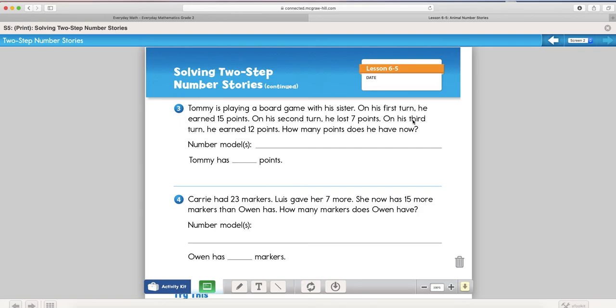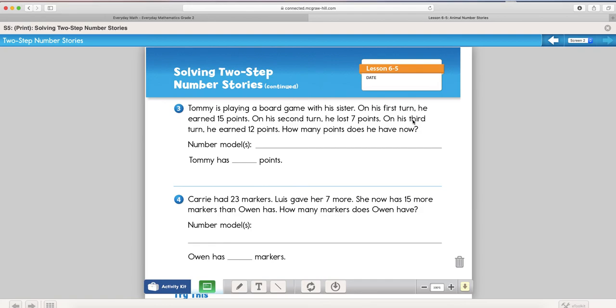So, what are we going to do with the first two numbers in this problem? Tommy is playing a board game with his sister. On his first turn, he earned 15 points. On his second turn, he lost 7 points. What do we want to do with those two numbers first, Timothy? We want to first add them. Why would we want to add those two numbers? Support your reasoning. What clue is telling you we want to add them?